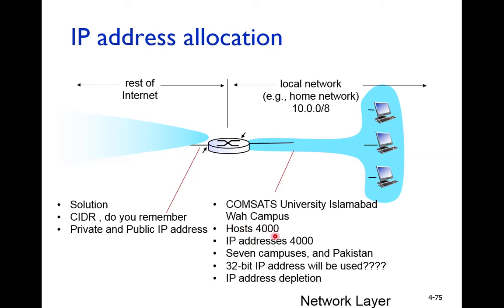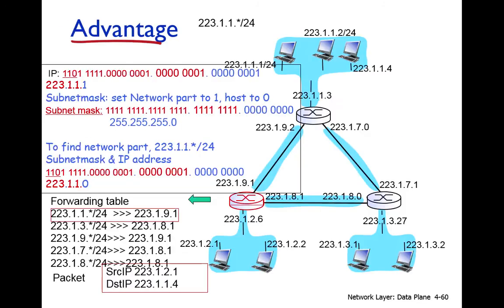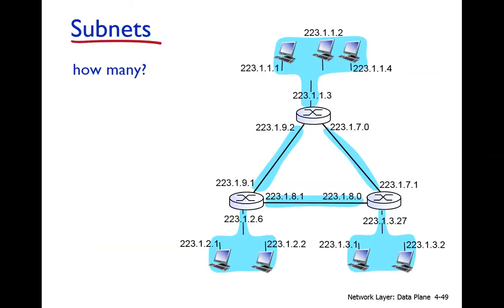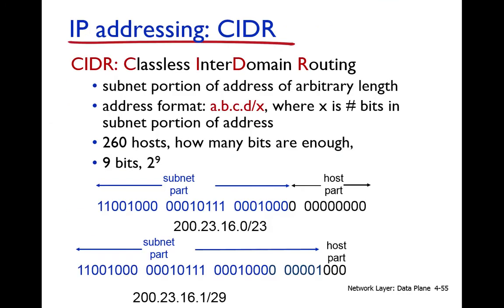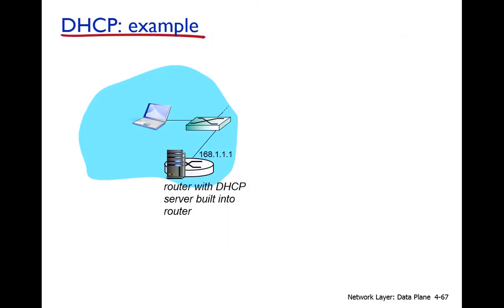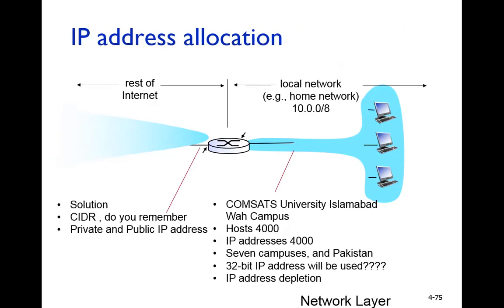Now, to solve this IP address depletion problem, we have different solutions. One was CIDR. If you remember, we have discussed classless addresses. So CIDR is already discussed.